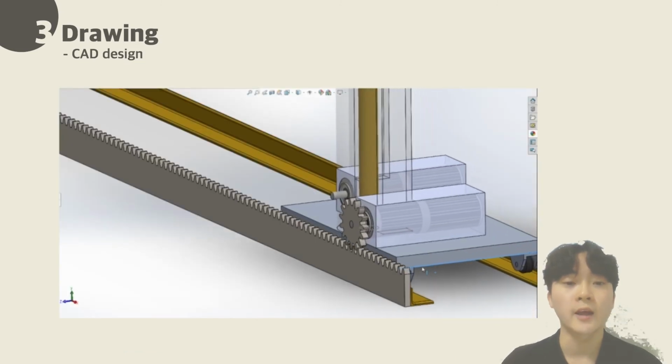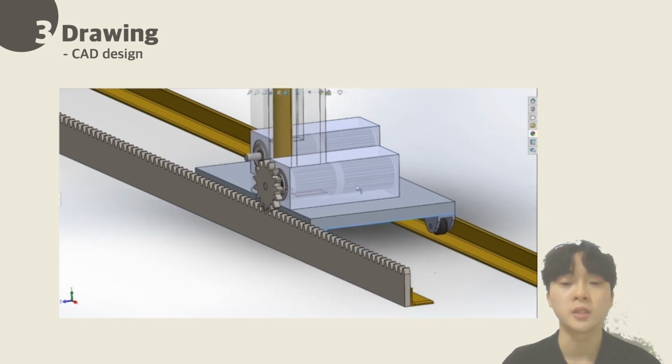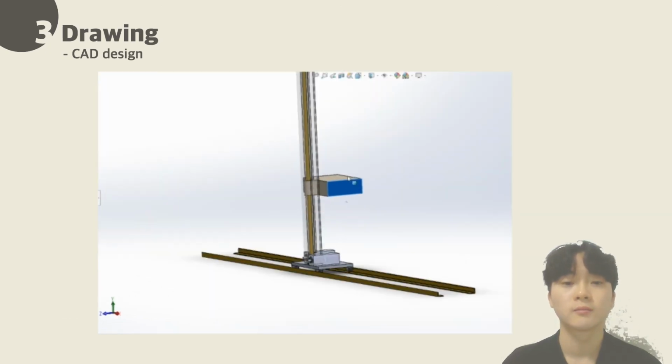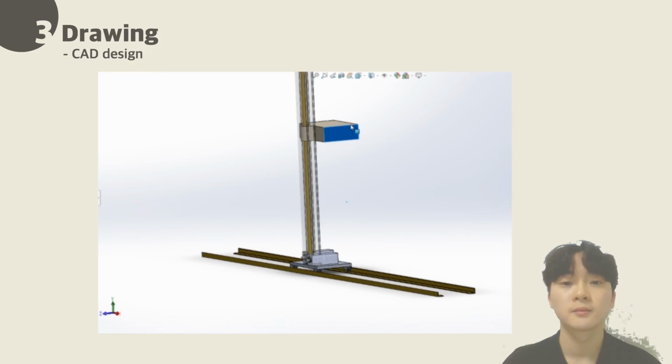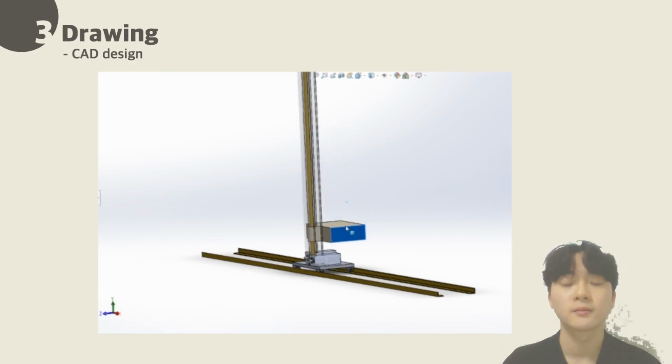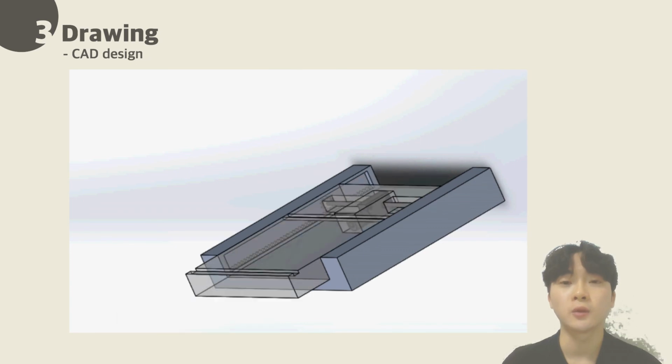This is x-axis movement using a rotating motor and rack and pinion. The linear actuator will adjust the height along the y-axis. Moving the z-axis to take out the cell.